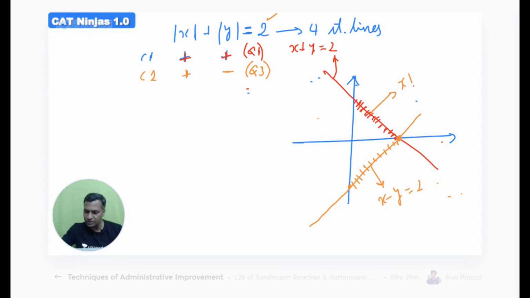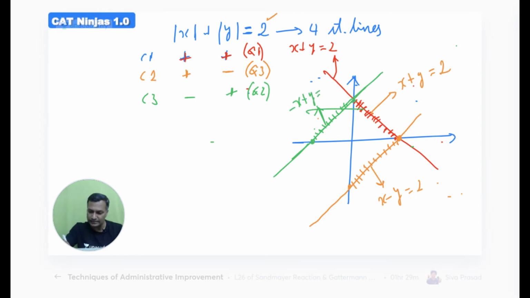What about this particular line? This is x plus y is equal to 2. X minus y is equal to 2. What is the third line here? Case 3, x negative and y positive. Which quadrant? This lies in the second quadrant. All in x negative, the point comes out here, y positive. This is the line I'm talking about, x negative and y positive. That is true only in the second quadrant. So this is the equation of the line: minus x plus y is equal to 2.